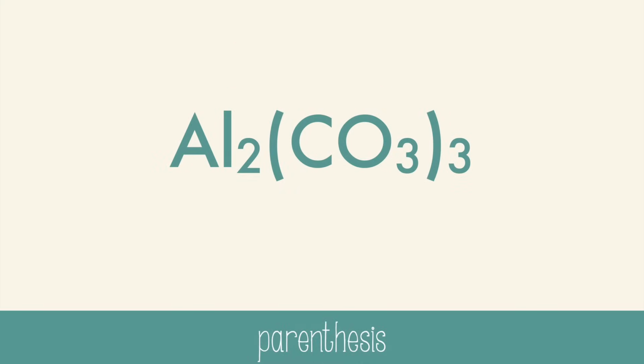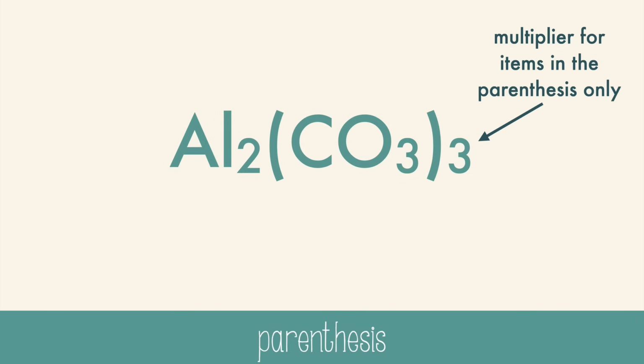The last trick involves chemical formulas with parentheses. When you see parentheses around part of the chemical formula, that means there are multiples of that part. The subscript outside the parentheses tells you how many multiples there are. In this case, there are 3 CO3s. The number outside the parentheses does not apply to anything that's away from the parentheses. So the aluminum is not multiplied by 3. Only the 2 subscript that's directly next to it.